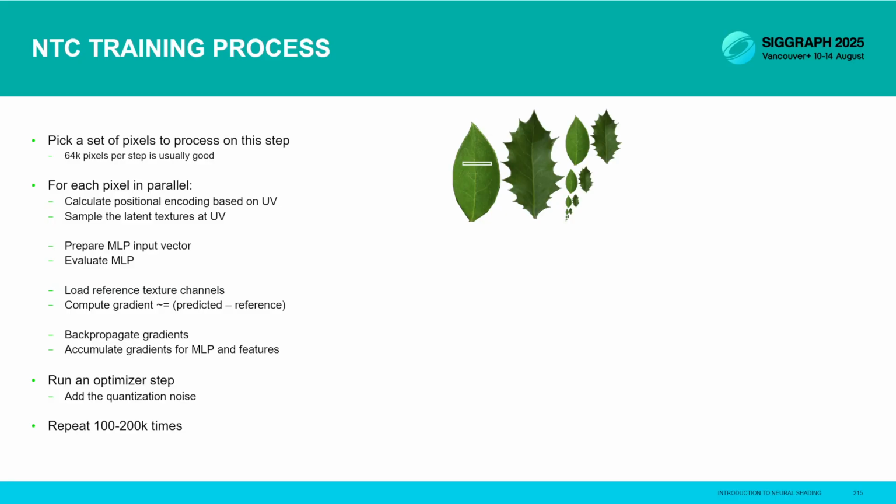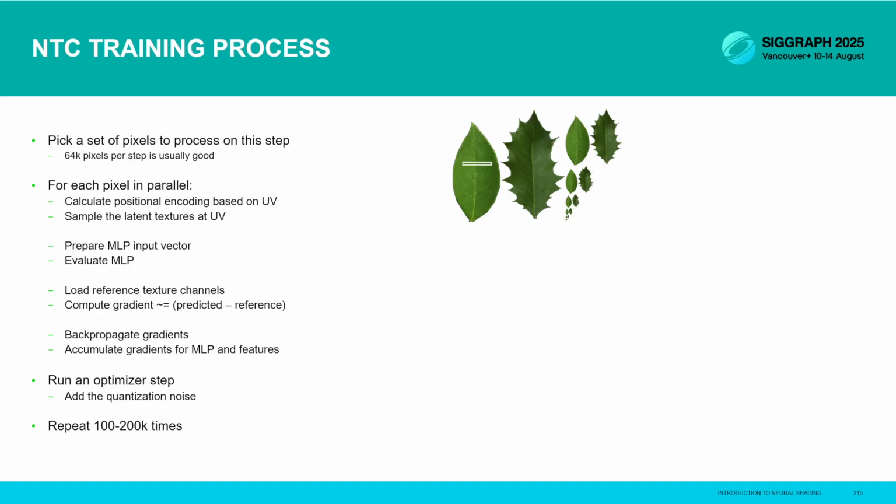Now let's take a look at the training process for NTC. Considering the rest of this course, you probably already have a pretty good idea about how a model like this can be trained, but let's do it anyway. First, on a given training step, we pick a random subset of pixels in the image that will be trained on this step. We could use the entire image, but that is less efficient.